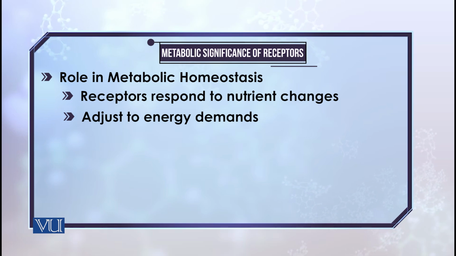The receptors respond to, for instance, nutrient changes. If there is a deficiency of nutrients, the receptors can give rise to the initiation of a signaling pathway, which then gives rise to the formation of more of those nutrients which are getting deficient. Or on the other hand, if there is an excess of nutrient, then these receptors can elicit a pathway which will inhibit those pathways which lead to the formation of those nutrients. So, in this way, they adjust according to the demands of the cells, according to the energy demands of the cells.